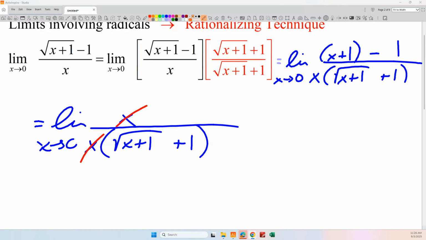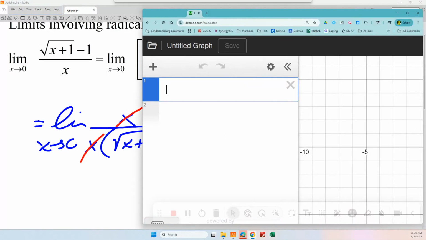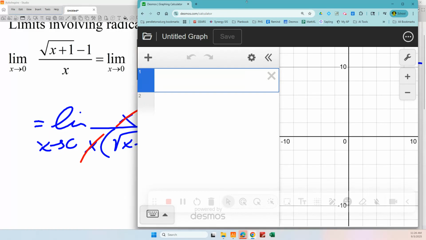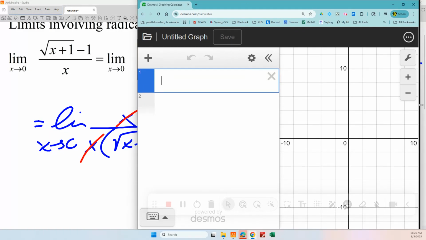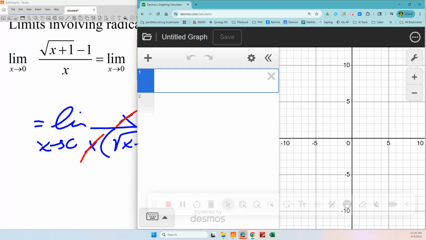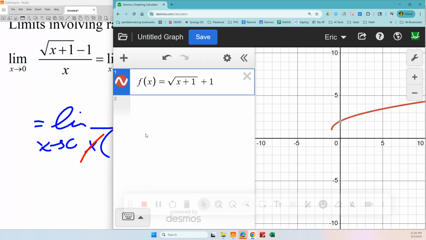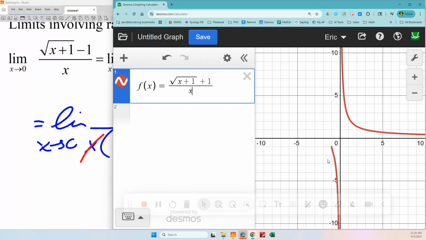Exactly, we filled in the hole, didn't we? Yep, we filled in the hole. So if we graph the original function, f of x equals square root of x plus 1, all divided by x.